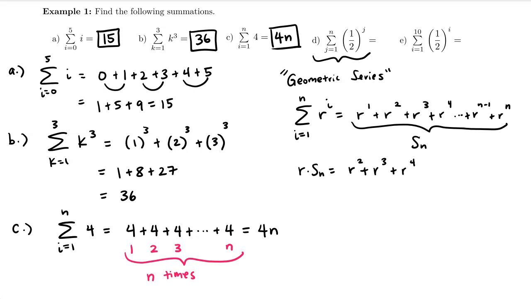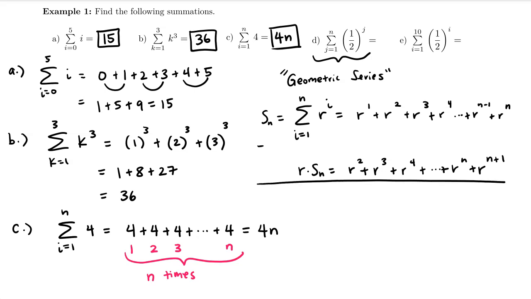And then r to the fourth plus dot dot dot. And my very last term, what I would be doing is I'd be multiplying r to the power of n times r. So my final term would be r to the power of n plus 1. Now notice this here is equal to s sub n. And what if I wanted to subtract s sub n minus r times s sub n?